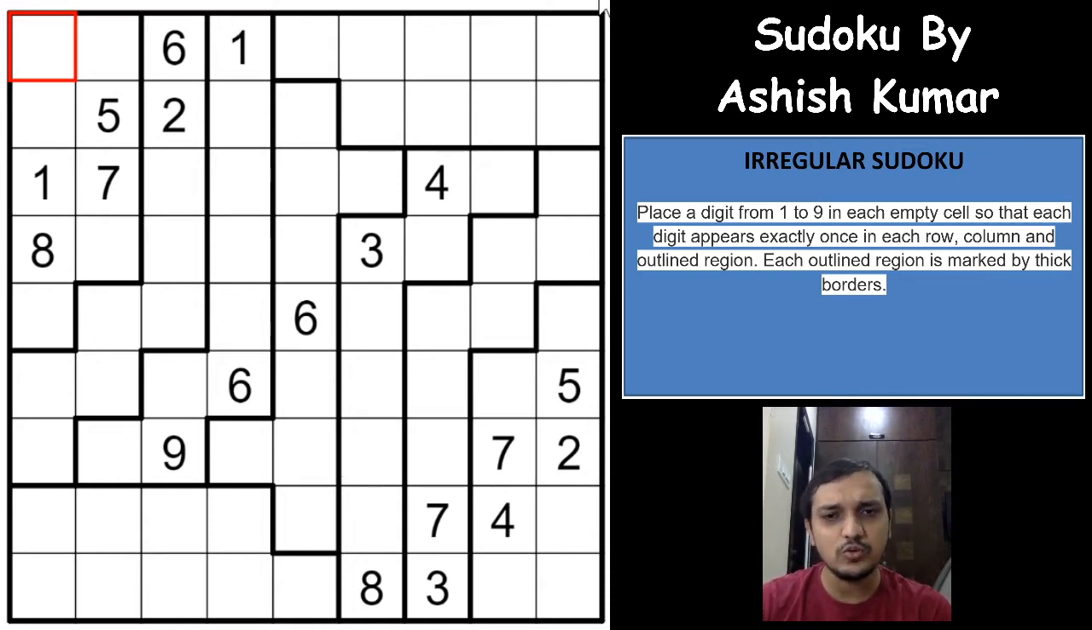So coming on to the rules. According to the rules, we need to place digits from 1 to 9 in each row, each column, and the outlined regions, as you can see, marked by the thick borders. So those are the simple rules here.